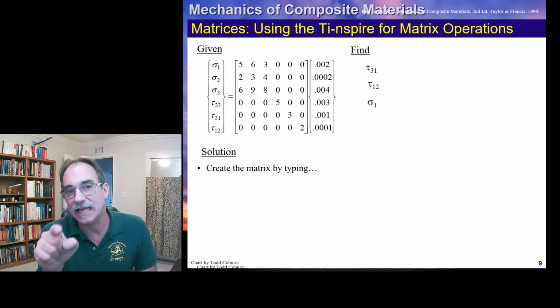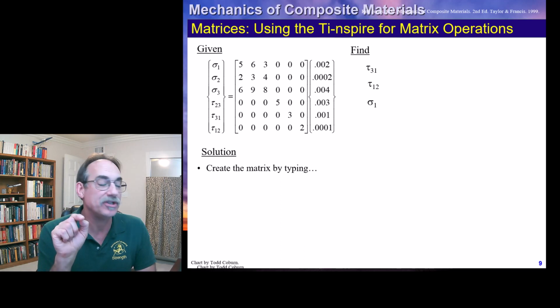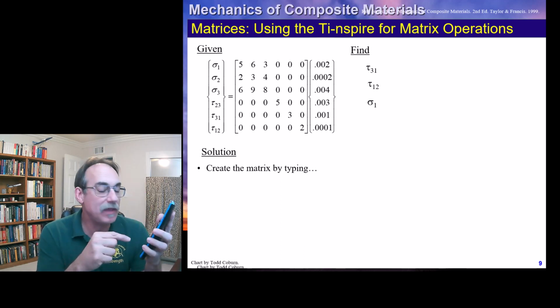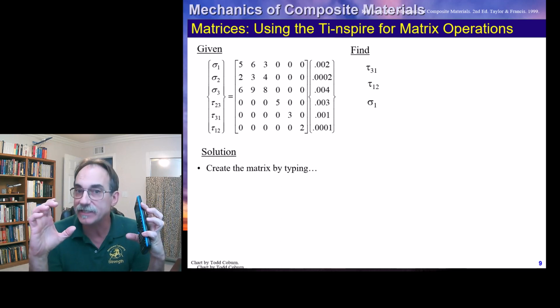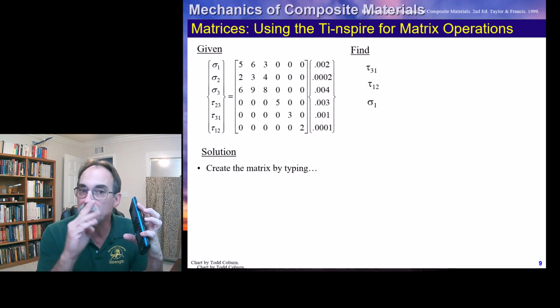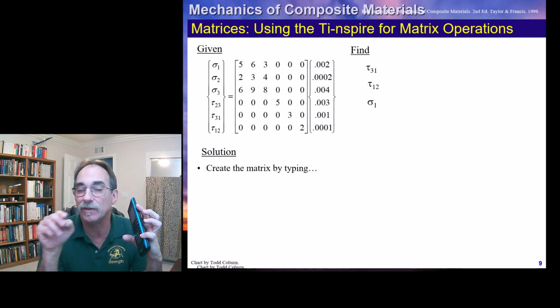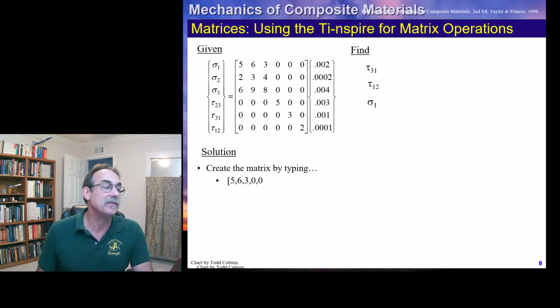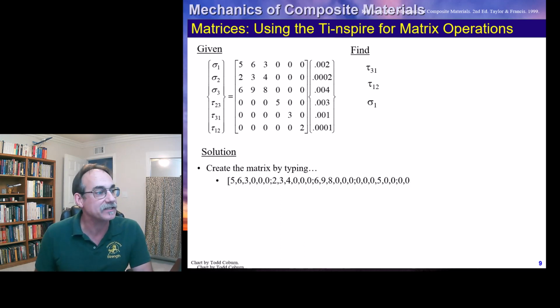The problem is that takes time. I have found it's quicker to just type in your matrix. You do that by using square braces. You're going to use a comma between each column entry and a semicolon between each row entry. Let's see how that works. I found this can be done pretty quickly if you practice this.